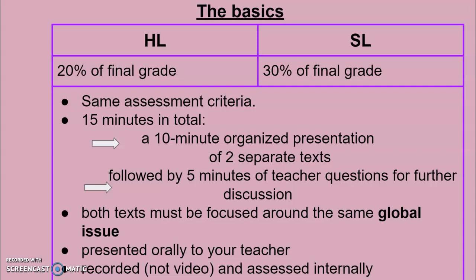It is always 15 minutes in total. So you have a 10-minute organized presentation of two separate texts. That's basically what the IO is. And that 10-minute presentation of two separate texts is followed by 5 minutes of teacher questions for further discussion. Simple. Both texts need to be focused around the same global issue.